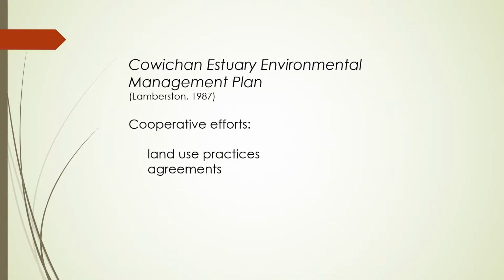Under the Cowichan Estuary Environmental Management Plan by Lambertson in 1987, habitat restoration is a cooperative effort among industries and the government. Each entity's agreement contains the industry-specific modification of land use practices. For example, logging storage areas will be reduced, railways will minimize their land use, and land area activities will be specific for individual sectors of land.